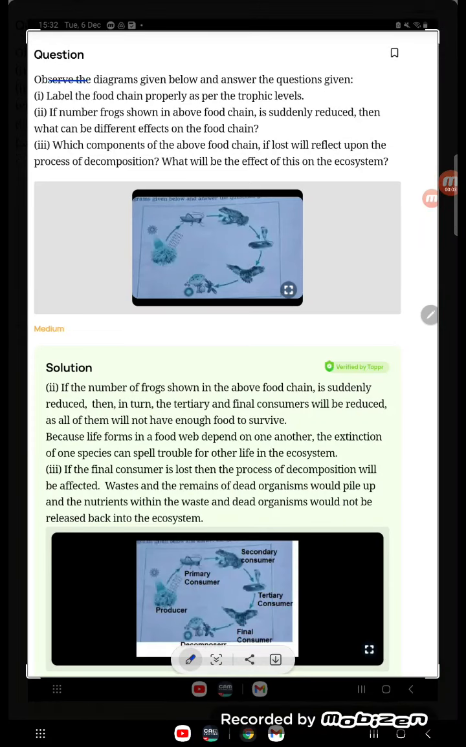Hello students, see the problem. Observe the diagram given below and answer the questions. Label the food chain properly as per the trophic level.